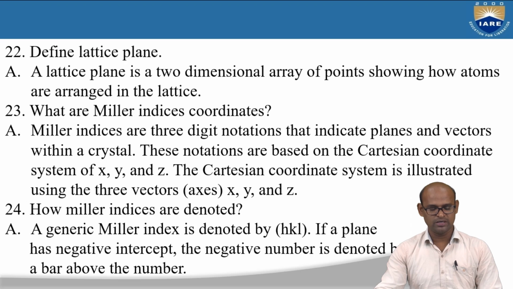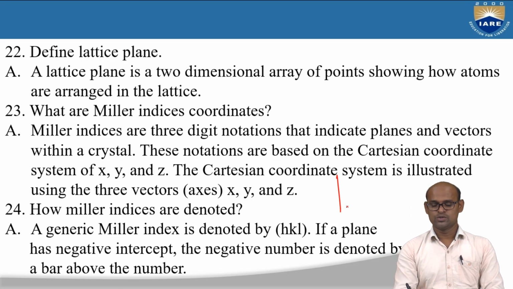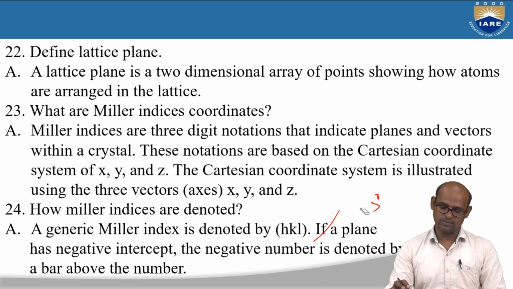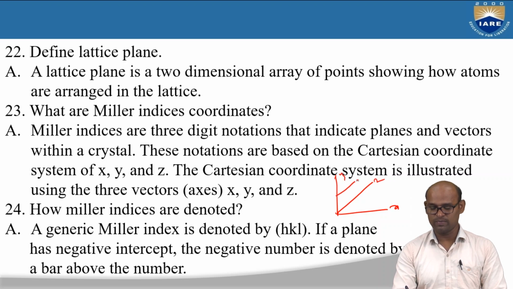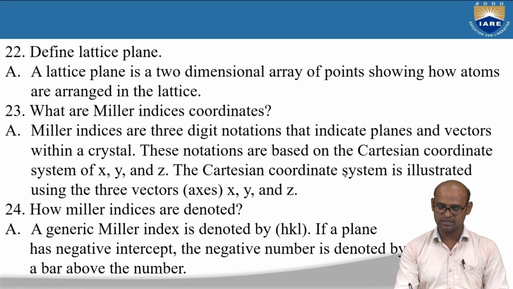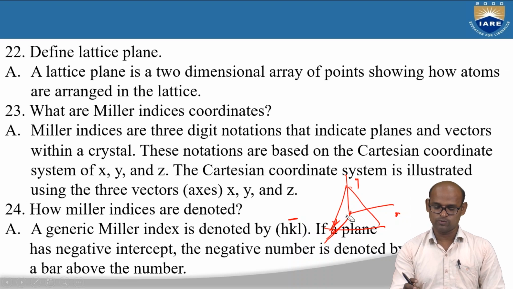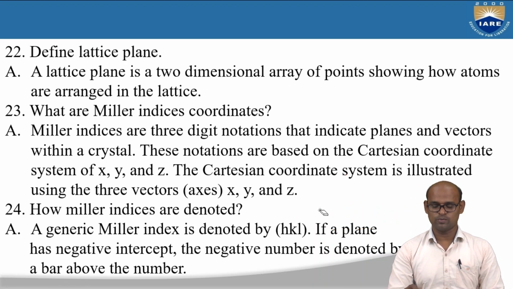How are Miller indices denoted? A general Miller index is denoted by h, k, l. If a plane has a negative intercept, the negative number is denoted by a bar on the number. Let me draw the positive h, k, l. This is the x-axis, y-axis, z-axis, and I have a plane like this. That is positive h, k, l. Suppose I have a negative intercept along one of the axes x, y, z. If it is along the y-axis, I put a bar on k; likewise for the z-axis, I put a bar on the index corresponding to that coordinate axis.